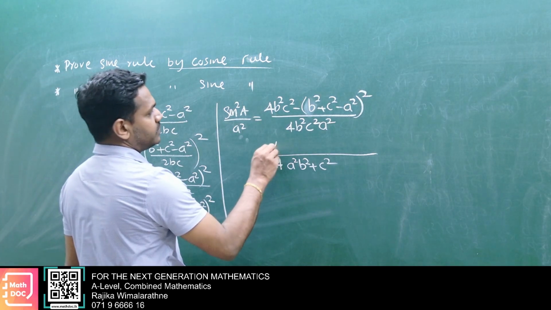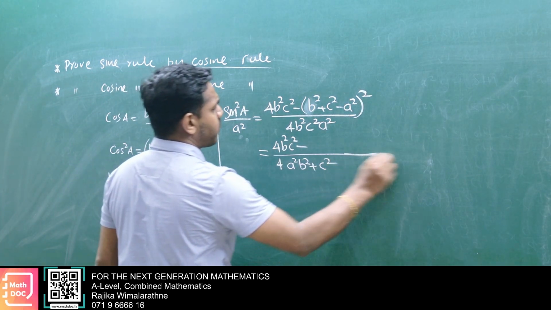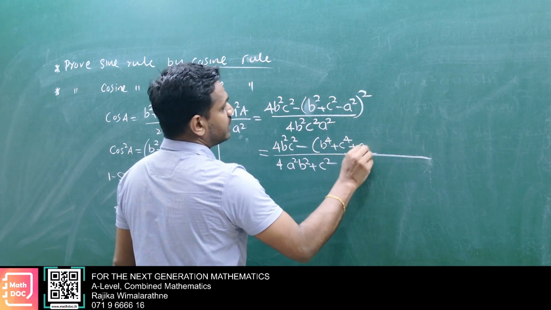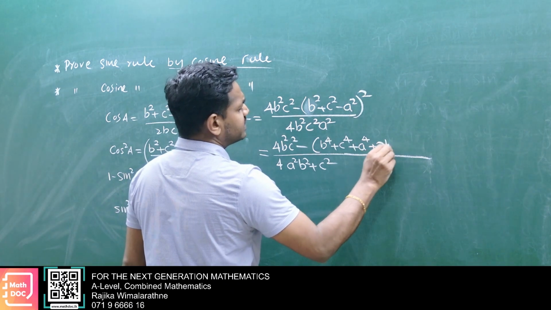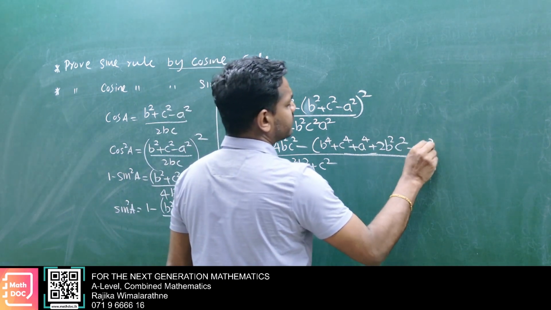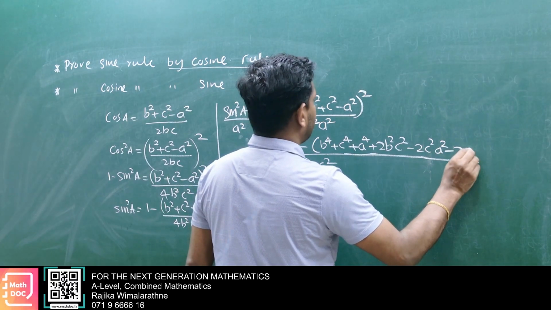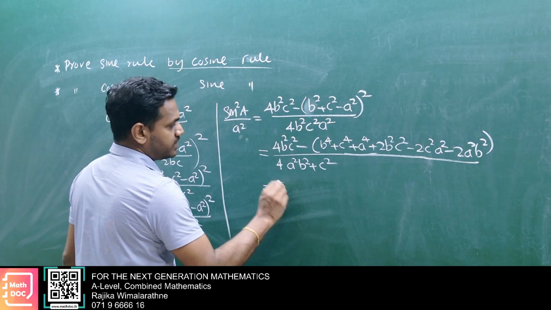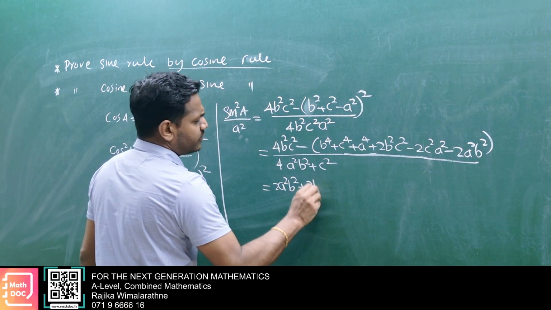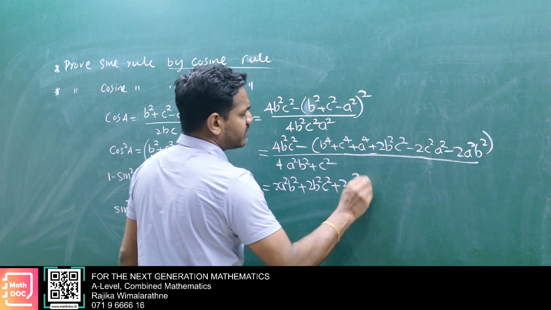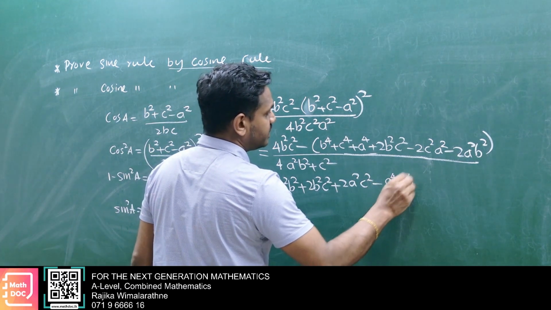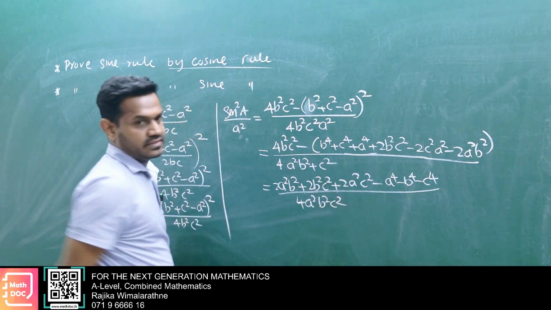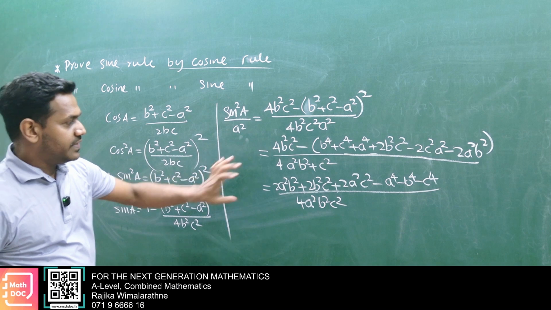Okay, now expand for 4b²c² minus the trinomial squared: b⁴, c⁴, a⁴, 2b²c², 2c²a², 2a²b². So when you simplify, you get 2a²b² + 2b²c² + 2a²c² − a⁴ − b⁴ − c⁴ over 4a²b²c². This is it. So this is sin² A over a².